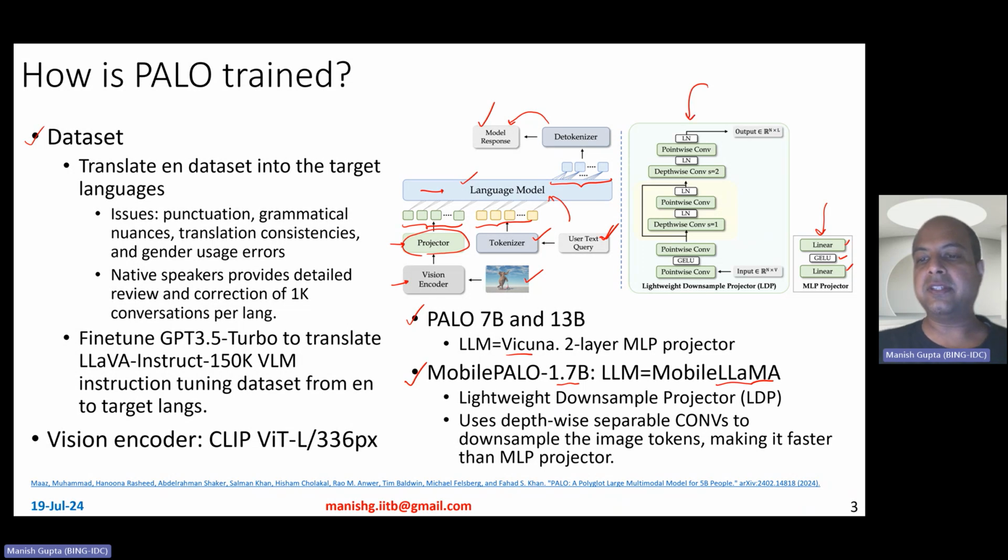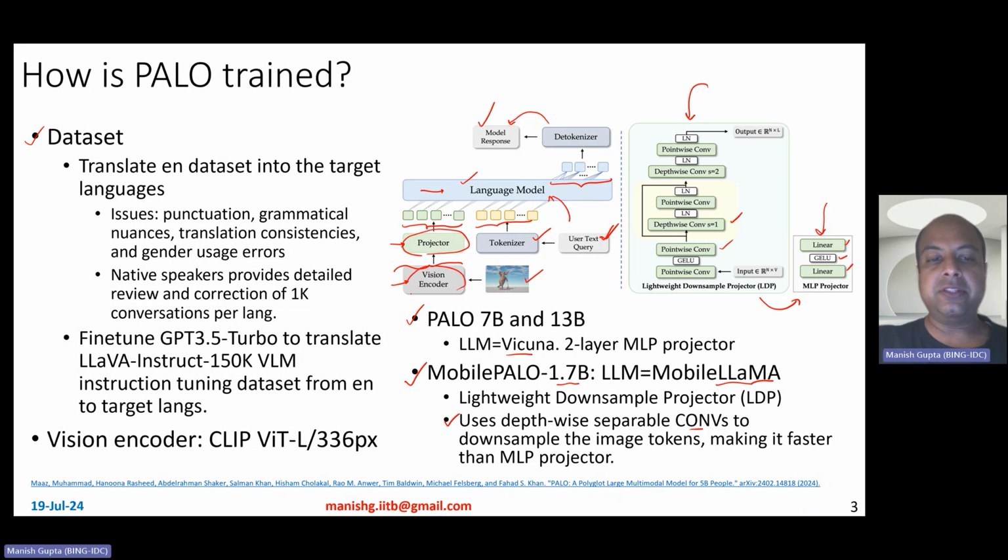It's a lightweight downsample projector. It comprises several convolution layers, as you see. There is pointwise convolution and depthwise convolution. So it uses grouped convolutions, or depthwise separable convolutions, to downsample the image tokens which are coming in, and thereby makes it much more efficient and faster compared to the MLP projector. So it comprises multiple convolution layers, thereby making it much more efficient.